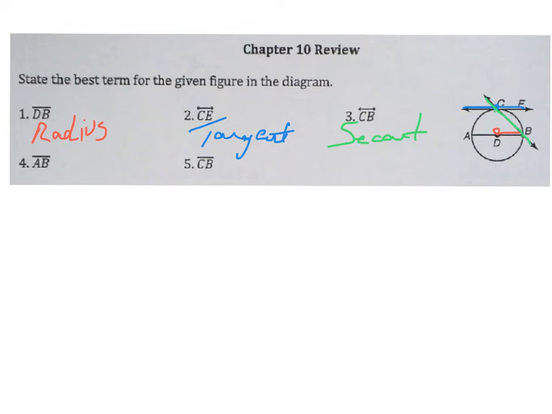After that, I'm looking at segment AB. So this cuts all the way across my circle, so it has to be a diameter. And the last one, segment CB. So in this case, the endpoints are on the circle, doesn't go outside the circle, so it is a chord.